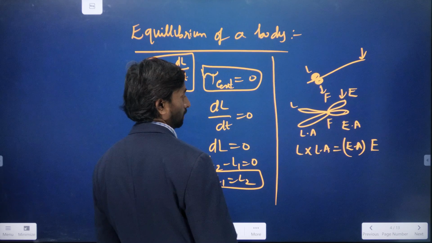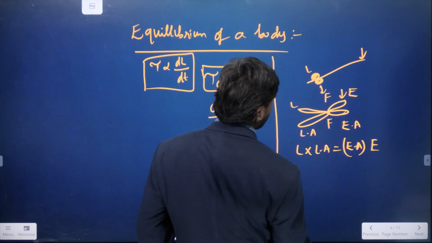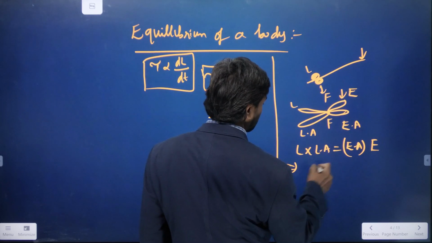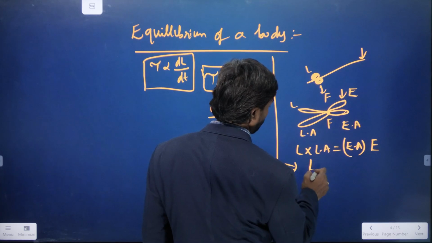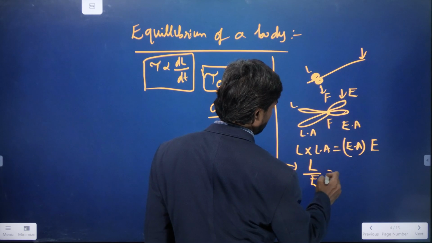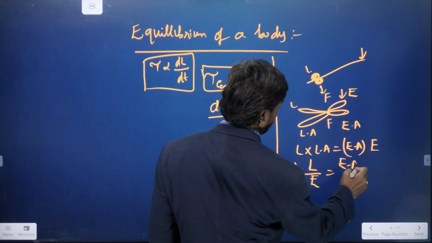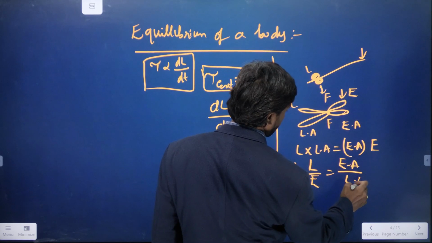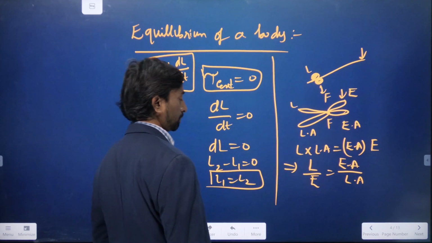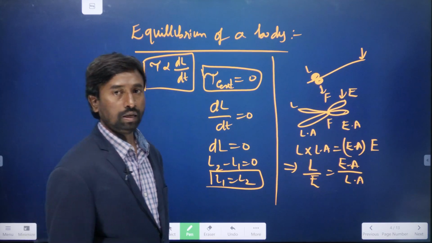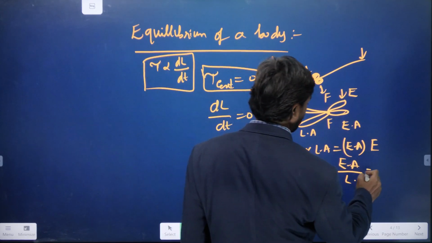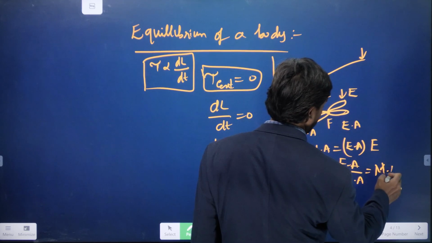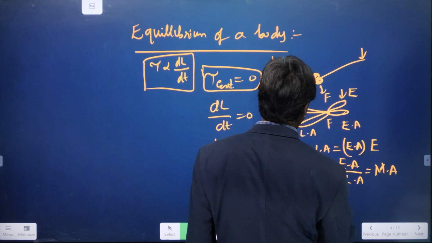Now from this we can write, doing the cross multiplication, load by effort is equal to effort arm divided by load arm. This ratio is called the mechanical advantage.